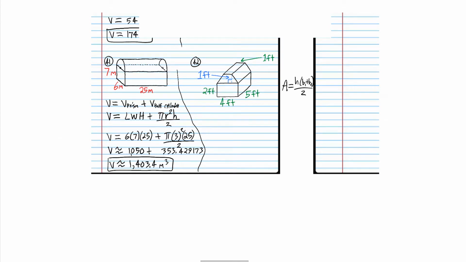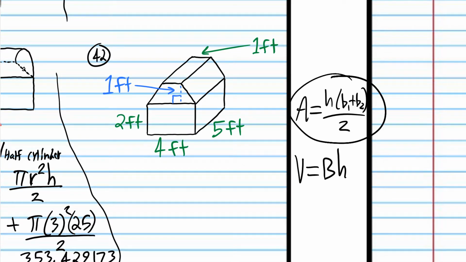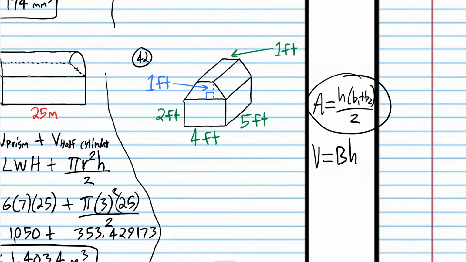When you come back, we'll do it together. Also, I should remind you, the volume of a prism is base area times height. So this is going to be the base area of that trapezoidal figure. So try number 42, and when you come back, we'll do it together.